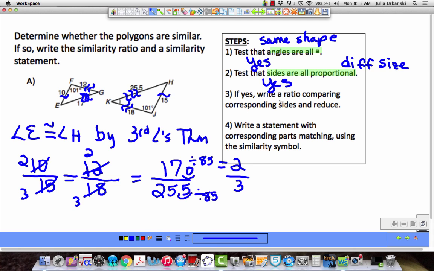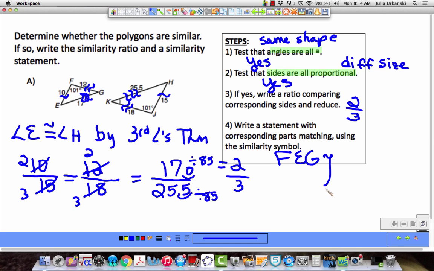So next, if yes, write a ratio comparing corresponding sides and reduce it. Pretty sure we already did that. Alright, so the scale factor is 2/3, going from FEG to KJH. Alright, last thing, write a statement with corresponding parts matching using the similarity statement. In other words, that is the similarity statement there. So start with your first one and put it any order you want. FEG.